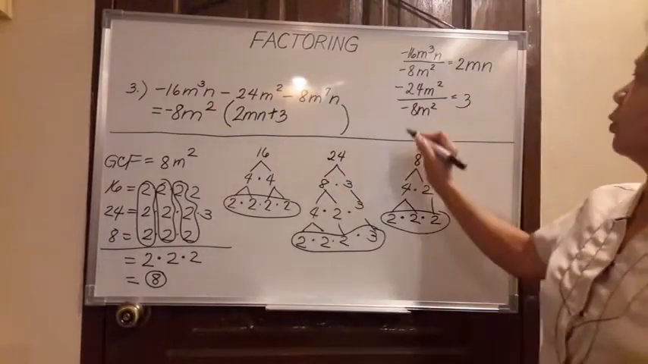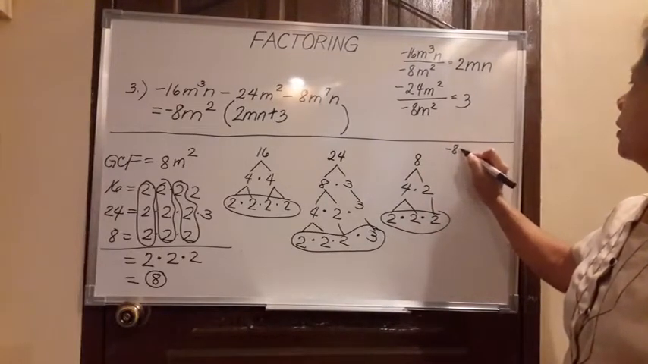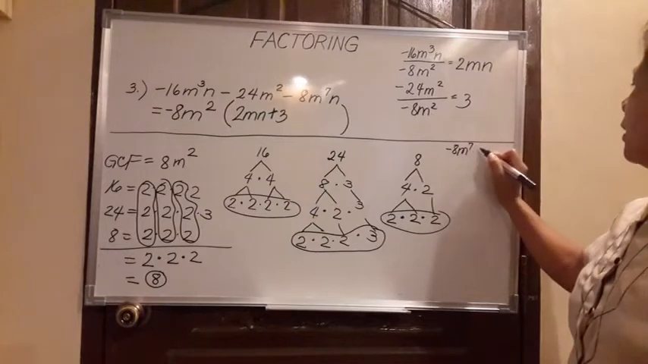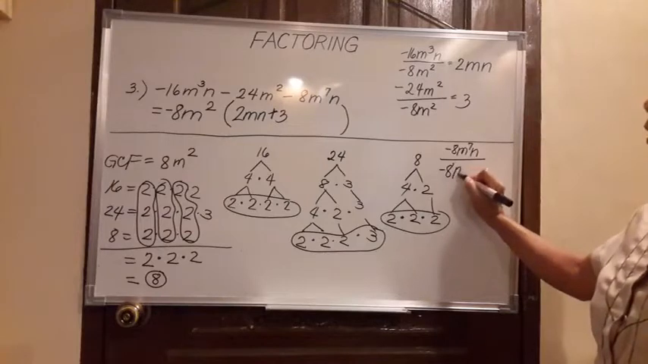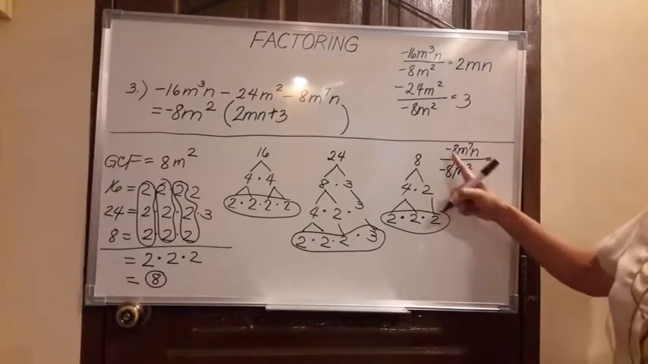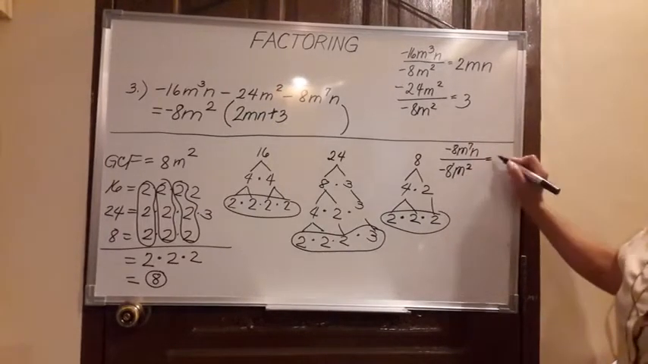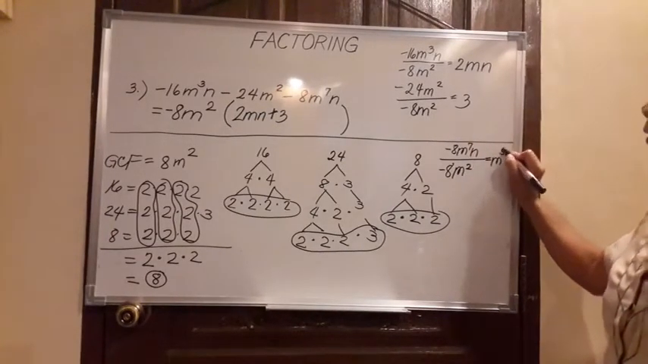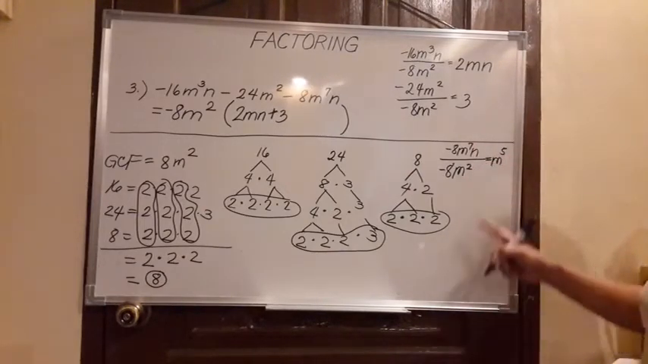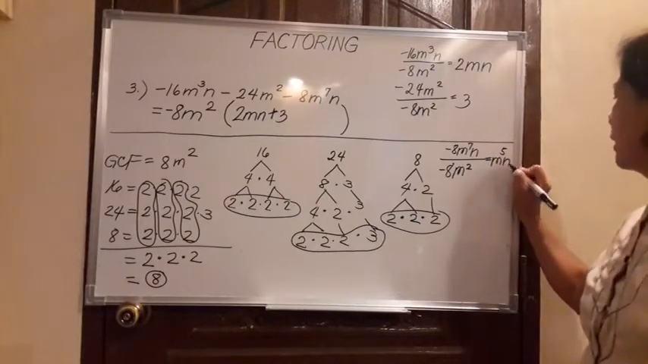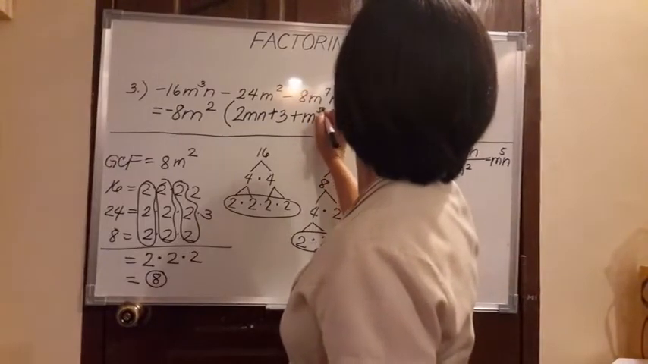Okay. For the last term, we have negative 8m to the 7 n divided by negative 8m squared. Negative 8 divided by negative 8 is 1. M to the 7 divided by m squared is m to the 5th. How did we get 5? 7 minus 2. And that is 5 for the exponent. Then you retain n. And therefore, we have positive m to the 5th n.